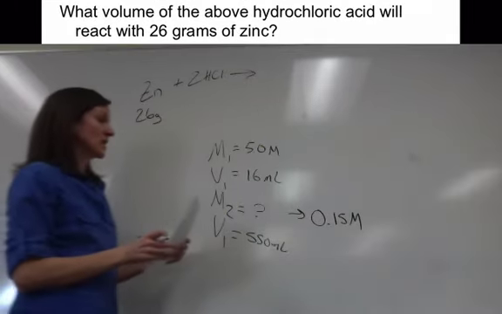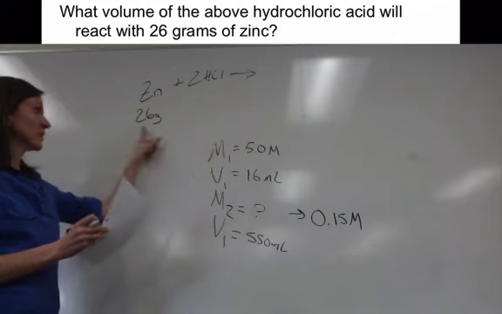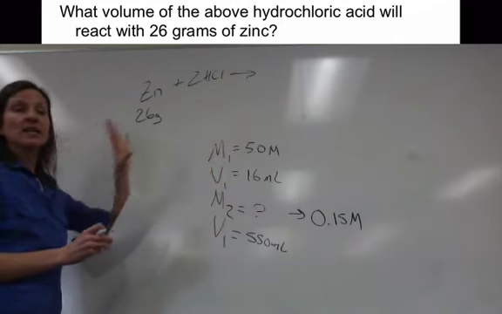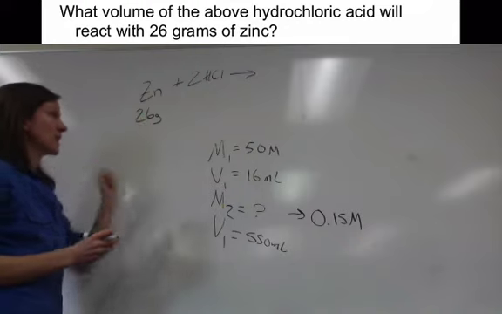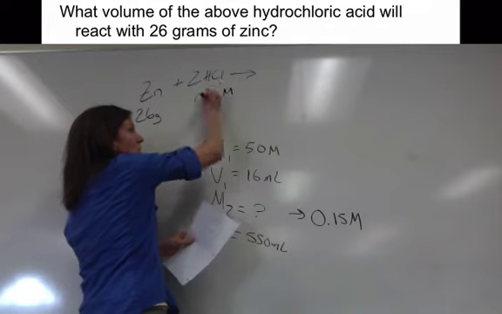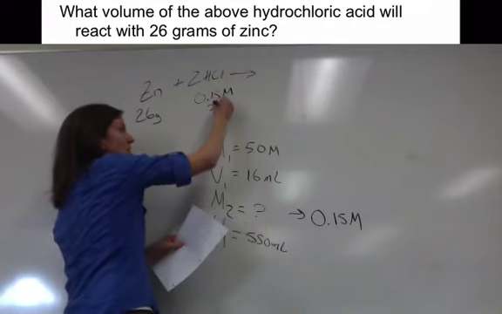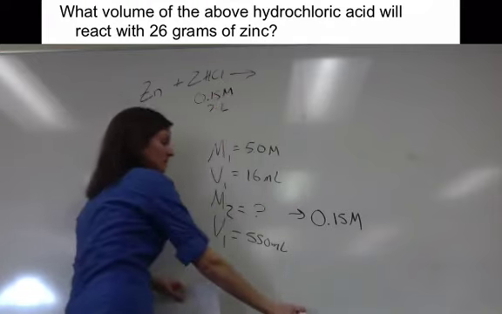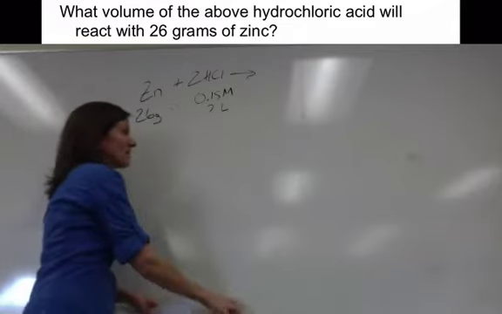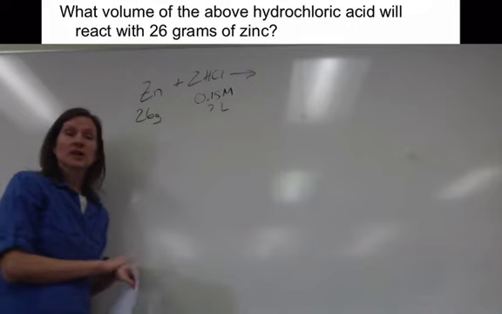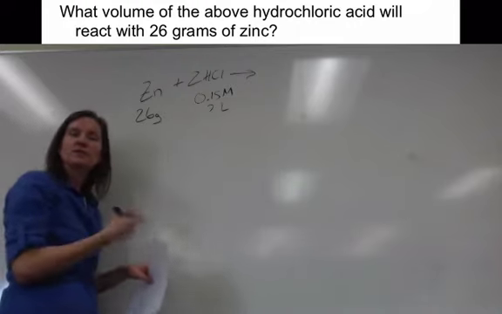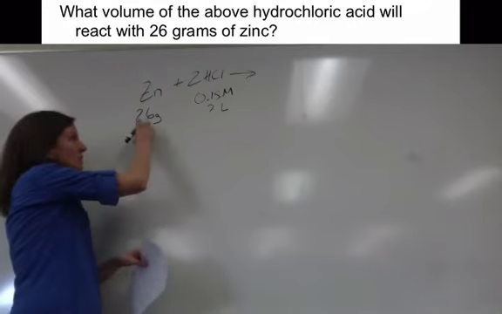Now the question is, if I'm going to take that solution and react it with 26 grams of zinc, how much do I need to completely react them? So I have a 0.15 molar solution, and I don't know what my volume is. It's still just stoichiometry. You never start with a concentration because that's a conversion factor, just as you never start with a molar mass. You start with a measured quantity.